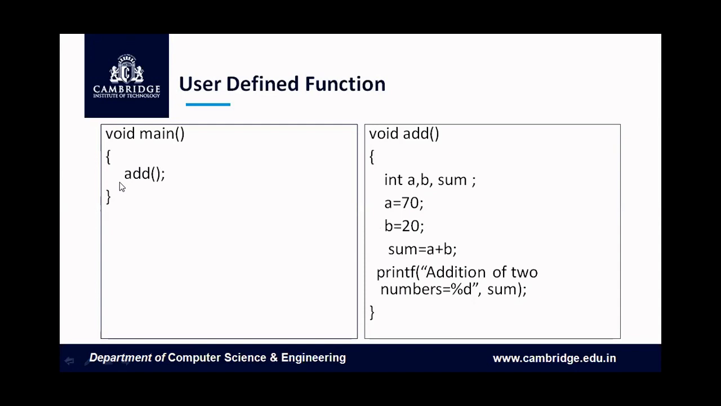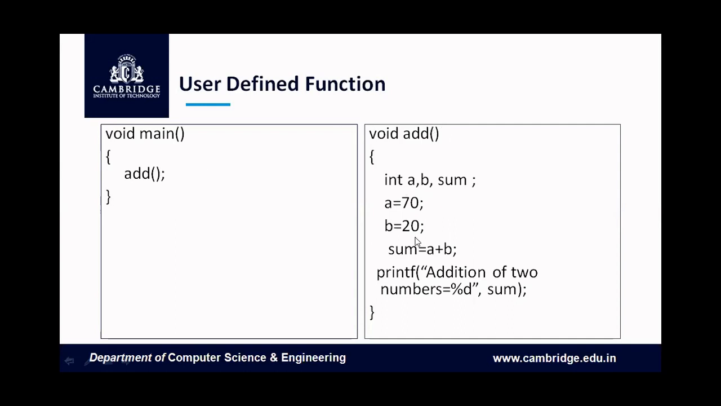Function name, open and closing parenthesis, ends with a semicolon. This open and closing parenthesis indicates to the compiler that this is a function. For example, for main also we are using open and closing parenthesis to indicate it's a main function, to indicate it's an add function. So what we are using is open and closing parenthesis.